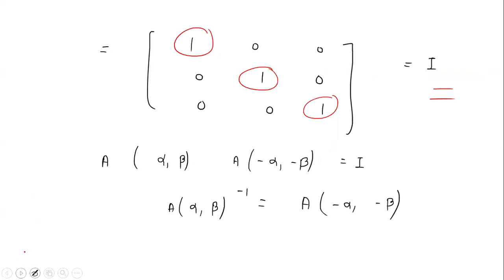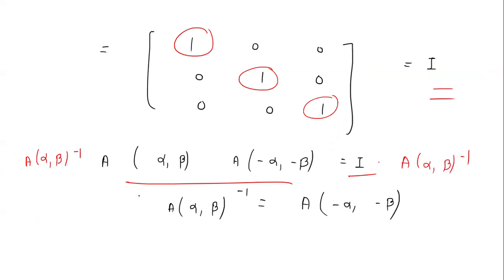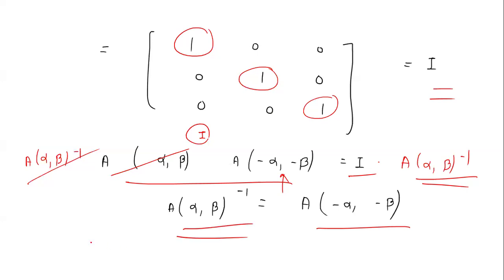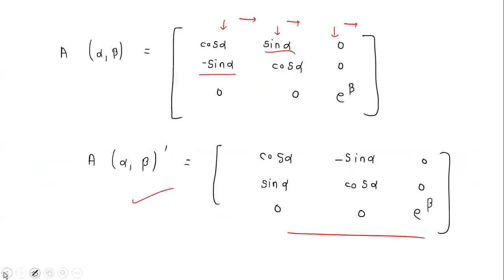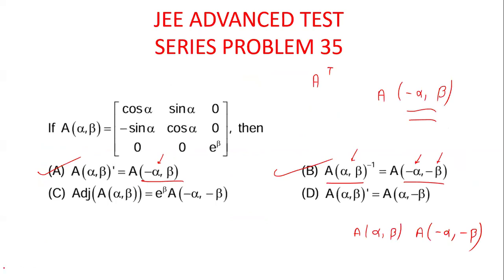So now we know these two matrices' product gives us the identity matrix, and if you multiply by the A matrix inverse on both sides, this will give us the identity matrix here, and the only remaining thing here is the A matrix with alpha replaced by minus alpha and beta by minus beta, and on the right hand side we have the inverse. So you can see that these two are actually equal. So this B option is also correct.